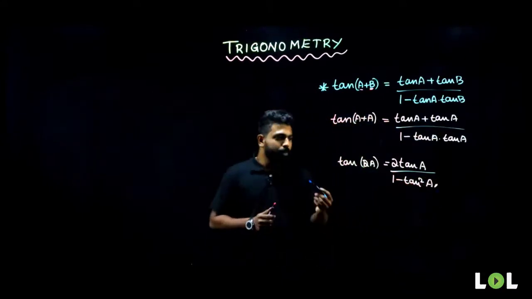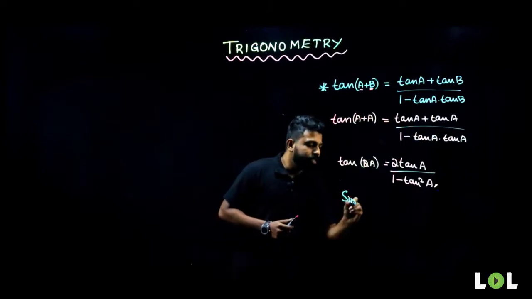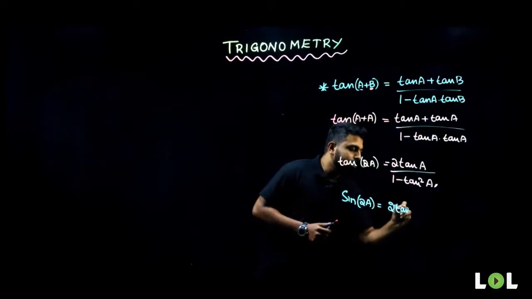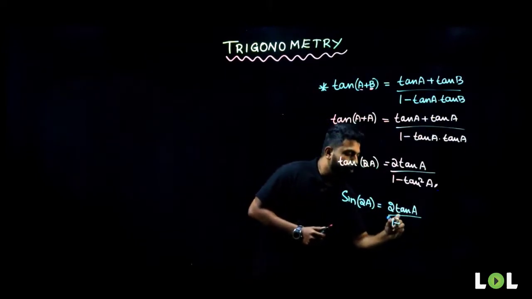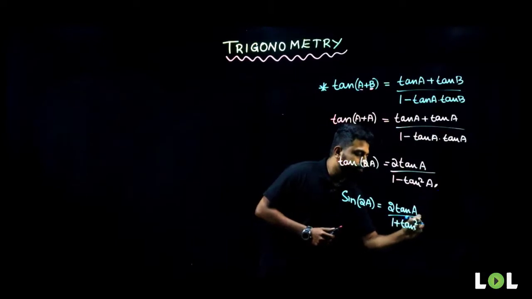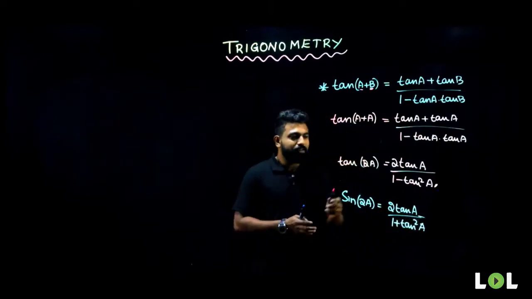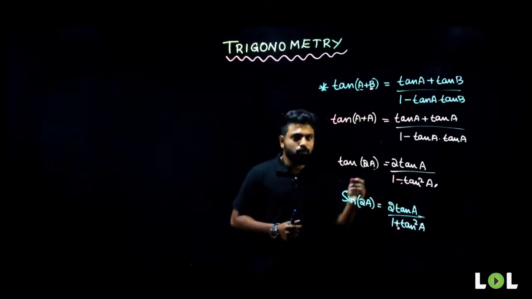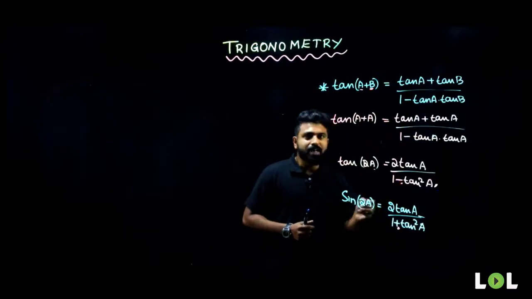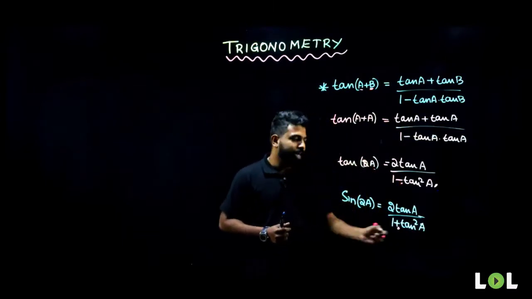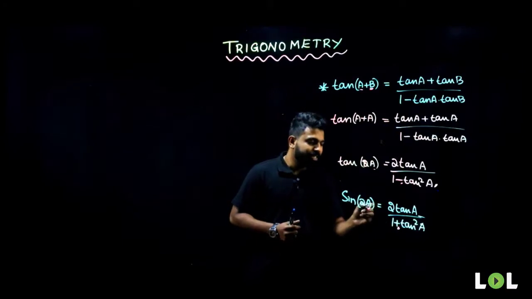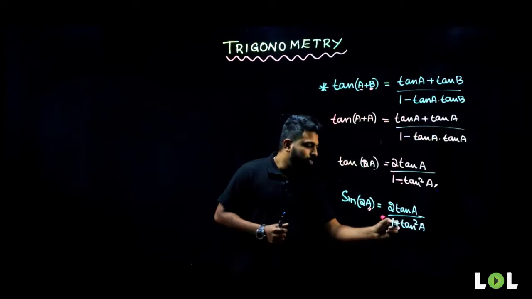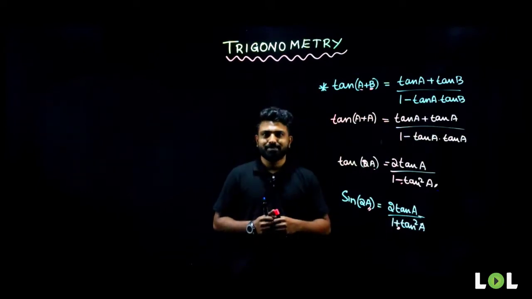Be very careful, people. What did we write sin 2a as? Sin of 2a was equal to 2 tan a divided by 1 plus tan square a. So the only difference between these two is this negative and positive sign here. So don't get confused with these two formulas. If you have a negative sign in the denominator, it is tan 2a, and if you have a positive sign in the denominator, it is sin 2a. So be very careful with these formulas here, because there are very small changes, so you might get confused.